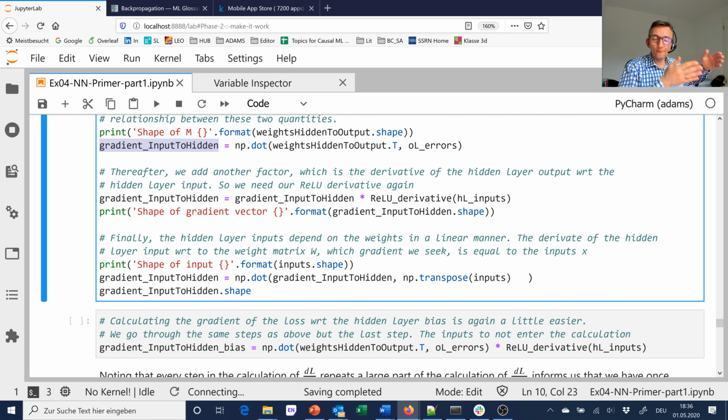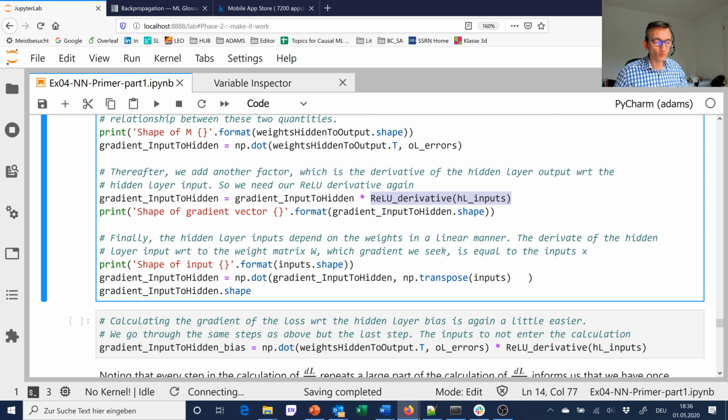Then you go one step further back in the network and ask, how does the output of the hidden layer depend on its input? That's this bit here. You use the ReLU derivative at that point with regard to the hidden layer inputs. And then final step, and note, were we seeking the gradient of the input to hidden bias, we would be done.